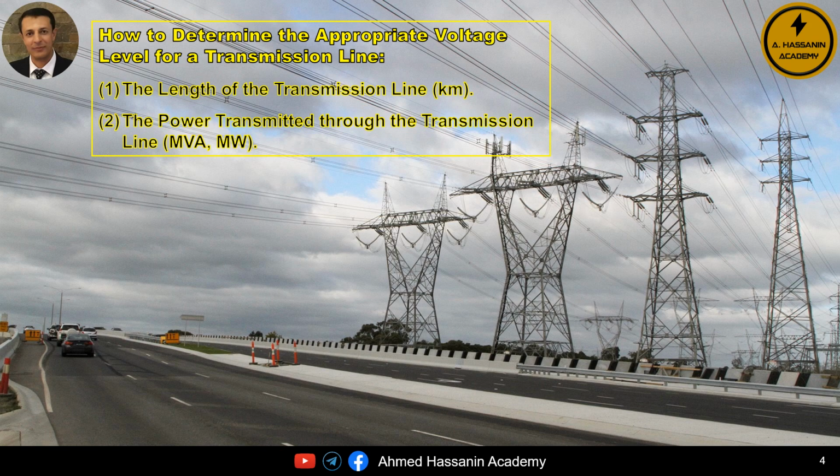The first factor is the length of the overhead transmission line in kilometers. The second factor is the amount of electric power that will be transmitted through the overhead transmission line, whether it is in megawatts or megavolt amperes.